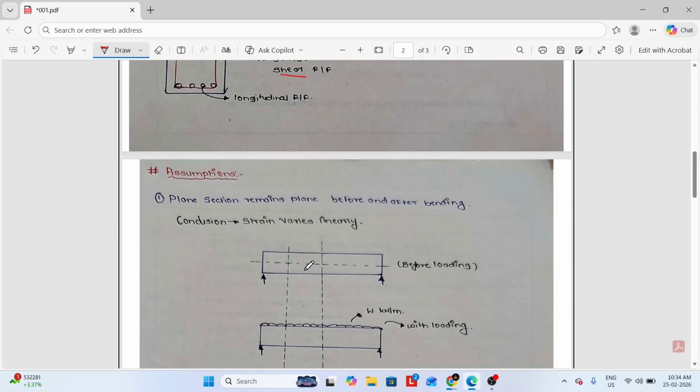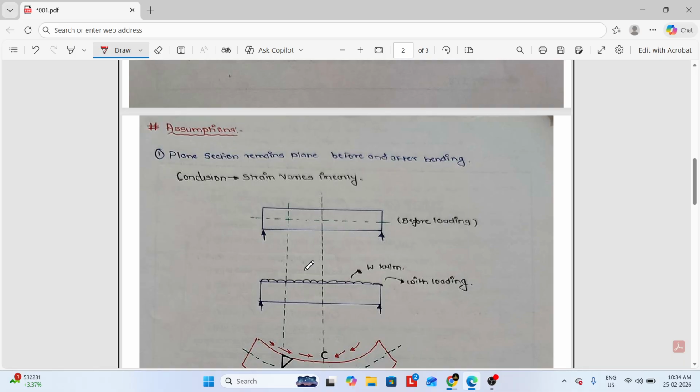Now we will discuss the assumptions. These play the main role in the RCC subject. The first assumption is that plane sections remain plane before and after bending. Here we will first see the conclusion of what it states. It states that strain varies linearly.